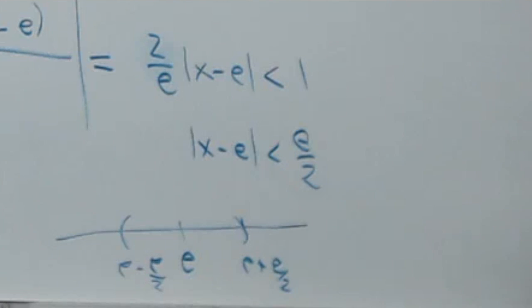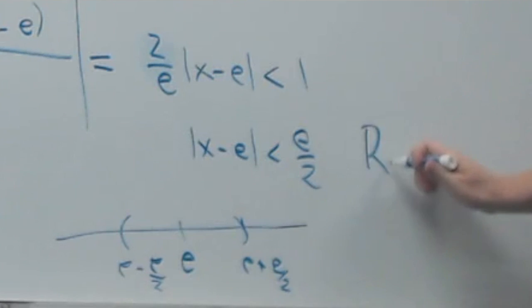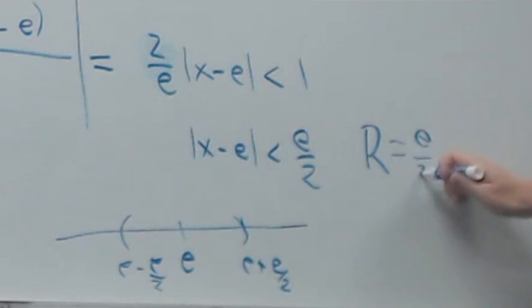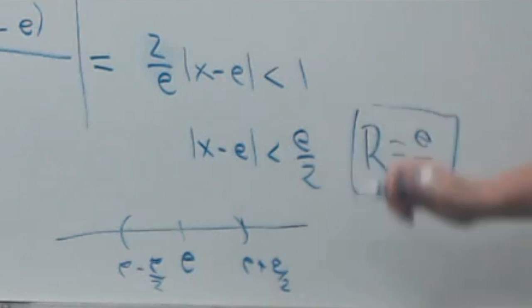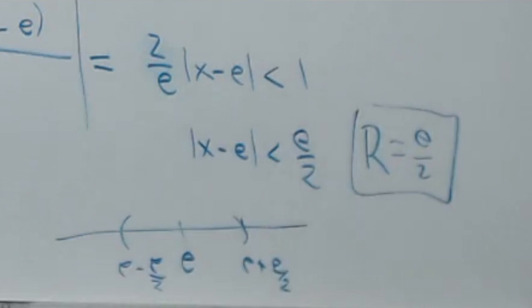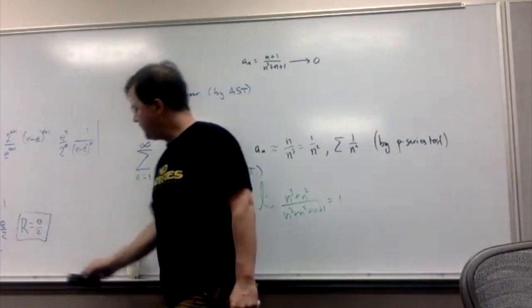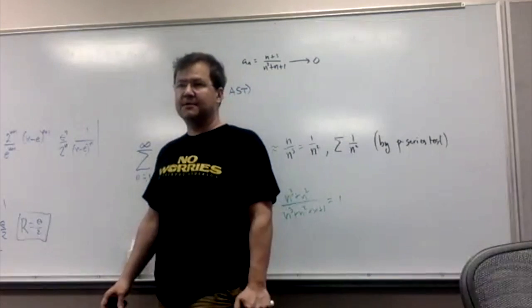So the radius of convergence is e over 2. That's like the distance from the center to the edge. The interval of convergence could be that, but not necessarily.